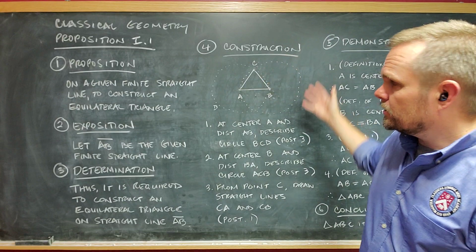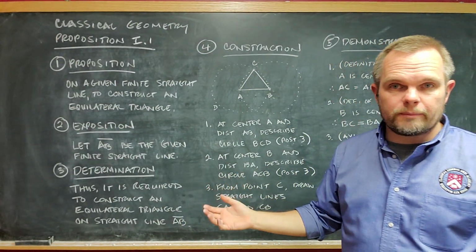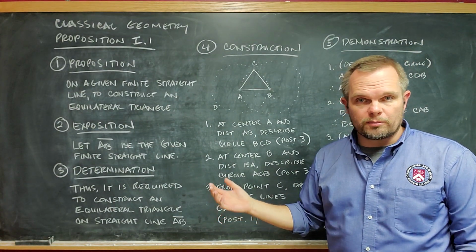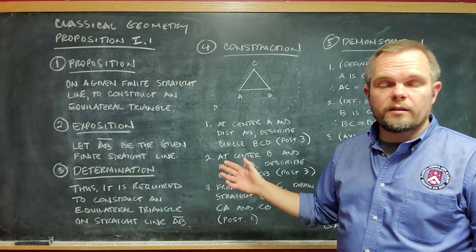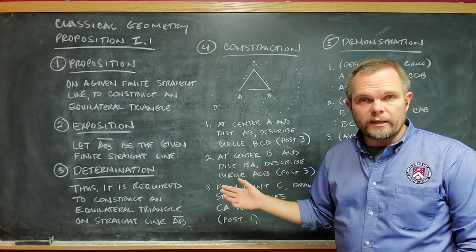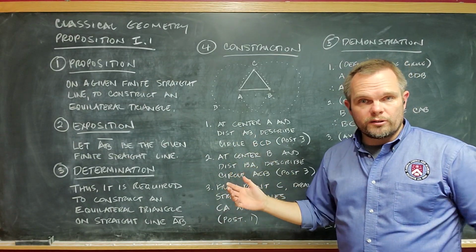Okay? This is our first proposition in classical geometry in the Classical Liberal Arts Academy's Classical Geometry course. In Book 1 of Euclid's Elements, there are 48 propositions. So we've got a lot of work to do.